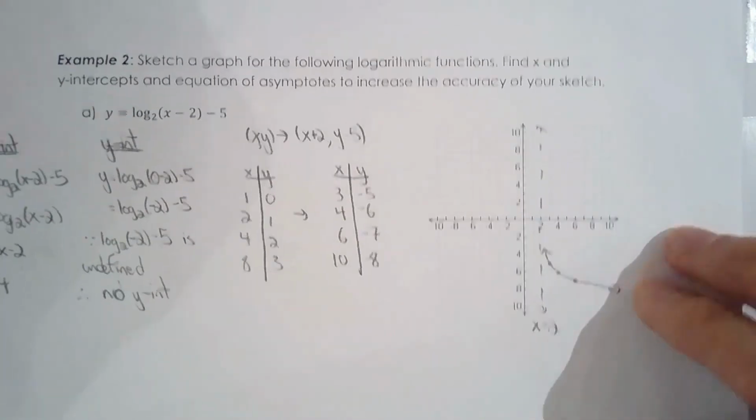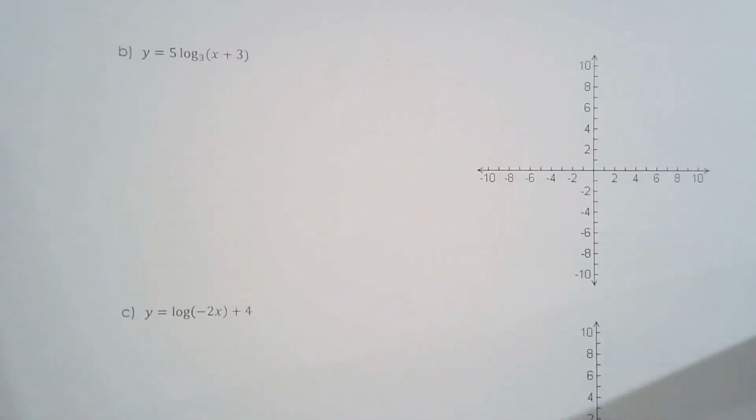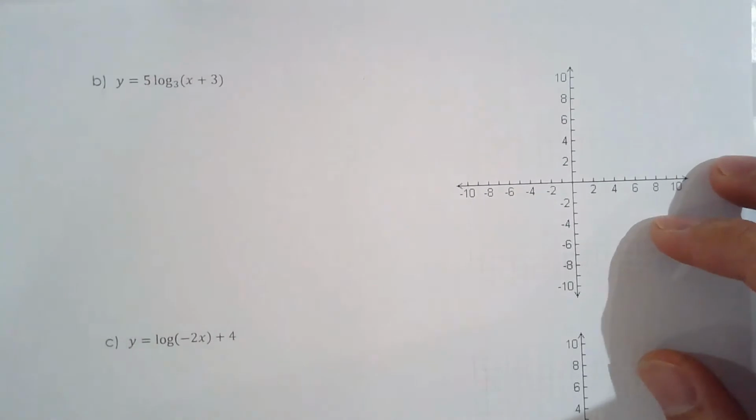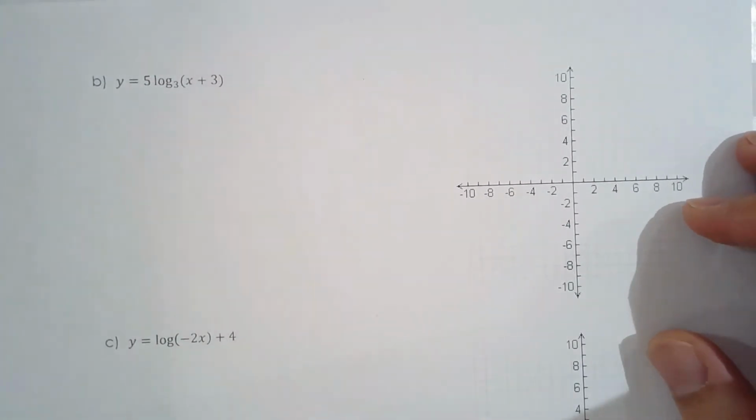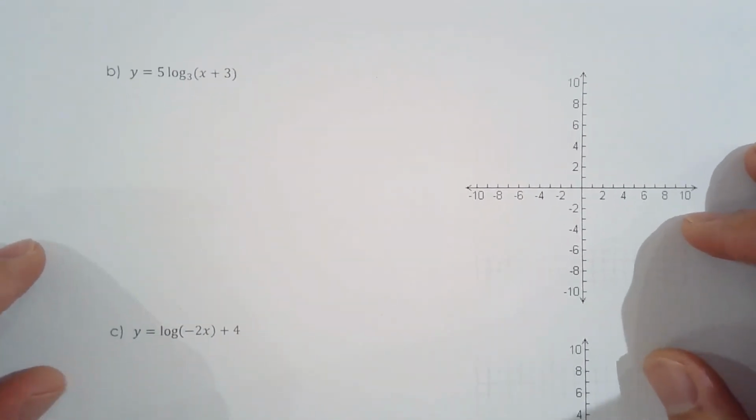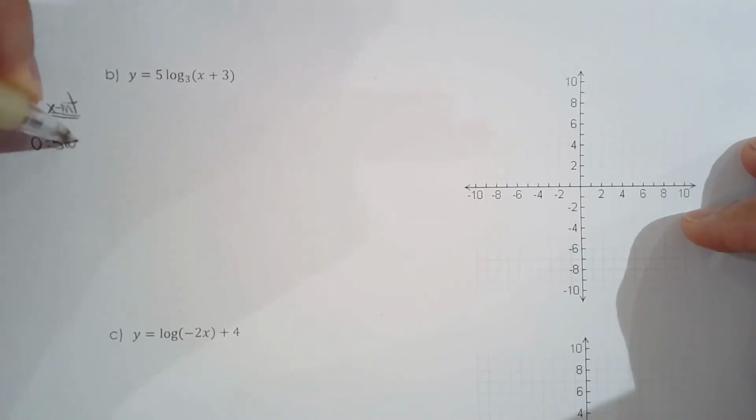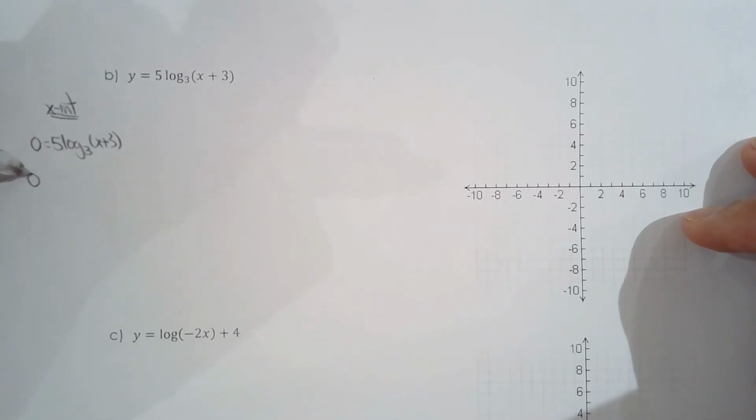All right, let's keep transforming. Yeah, let's just go for it. X-intercept, y-intercept. Let y equal 0. Divide both sides by 5. Exponential form.